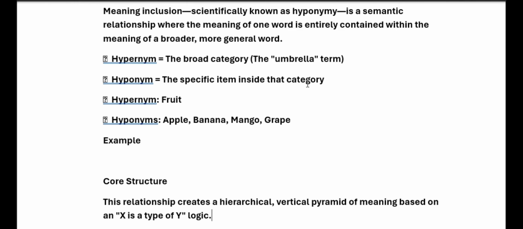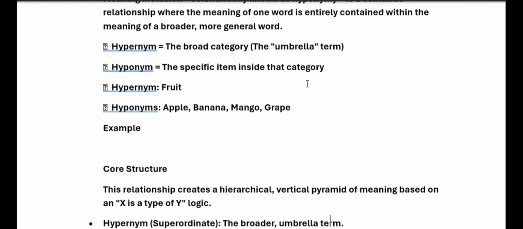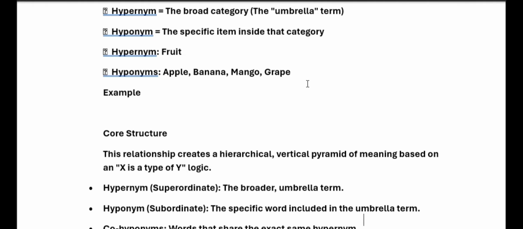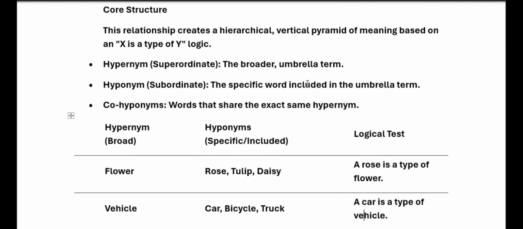Okay, now the example is given. For example, hypernym is fruit. Okay, now fruit contains apple, bananas, mangoes, grapes, different words, so these are hyponyms. Okay, and the relationship is known as meaning inclusion or hyponymy. Okay, now this relationship creates a hierarchical vertical pyramid of meaning based on an 'X is a type of Y' logic. Okay, means an apple is a type of fruit.